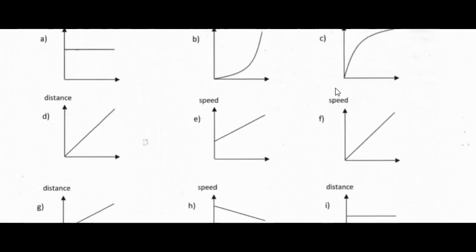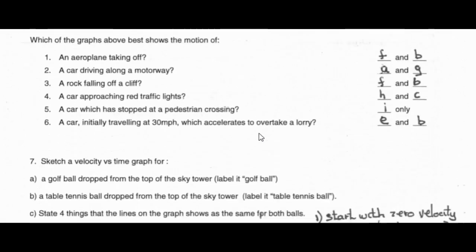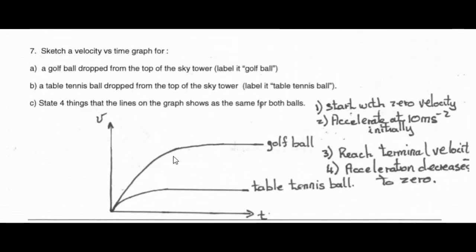Sorry, not C, that's distance. But anyway, the gradient starts to decrease, so that means that the acceleration is slowing down. And that's because the air resistance is becoming greater as the thing picks up speed. Air resistance becomes greater and greater, so the acceleration decreases because the resultant force has decreased.